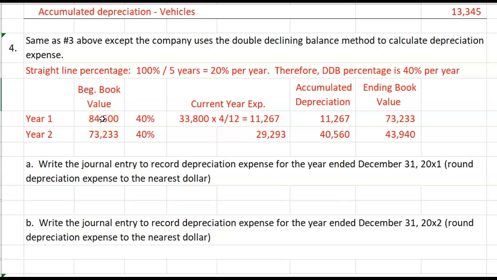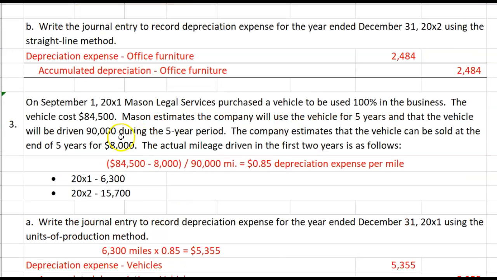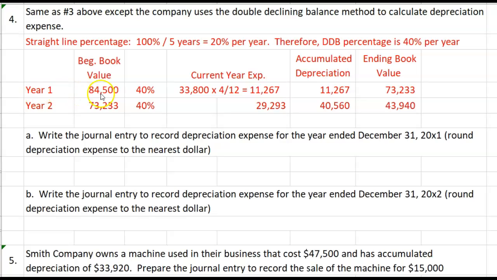If we do not use salvage value, then at the beginning of year 1, the book value of the asset is the same as its cost, which was $84,500. Remember, ignore salvage value until you get to the last year under double declining balance. So in year 1, we're going to start out with the cost of the asset, $84,500, multiply it times 40% to calculate a full year's worth of depreciation of $33,800.